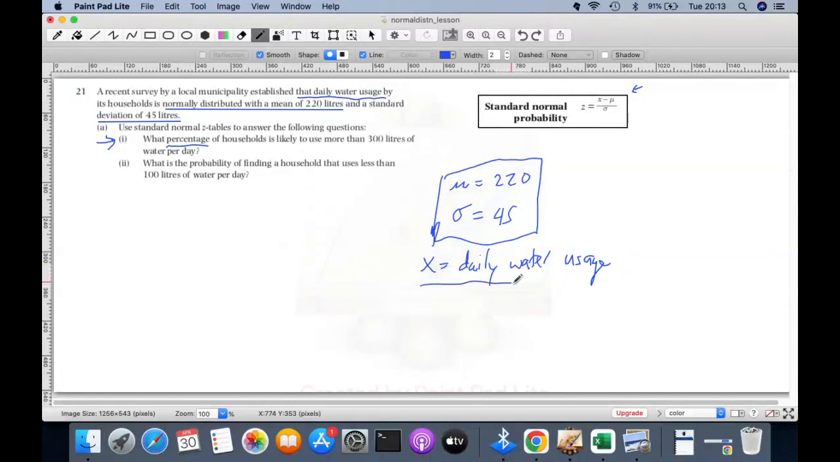Now if x is your daily water usage, the first question says, what percentage of households is likely to use more than 300 liters of water per day? So they're asking x greater than 300. That's what this part is. More than means greater than. So they're asking, what is the probability? And like I said, percentage is probability. What is the probability that x is greater than 300?